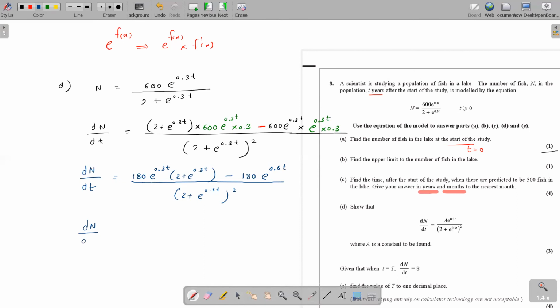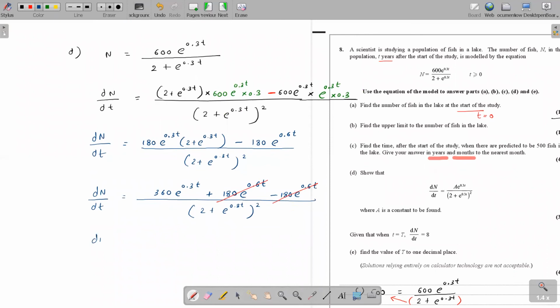Let's open up the bracket in our numerator. e to the power 0.3t times 2 gives me 360 e to the power 0.3t, plus 180 e to the power 0.3t times e to the power 0.3t, which gives 180 e to the power 0.6t. And separately there's another minus 180 e to the power 0.6t, over 2 plus e to the power 0.3t, the whole thing squared. Now you can see very clearly in the numerator these two terms cancel off, and we get our show that: dN by dt equals 360 e to the power 0.3t over 2 plus e to the power 0.3t, the whole thing squared.